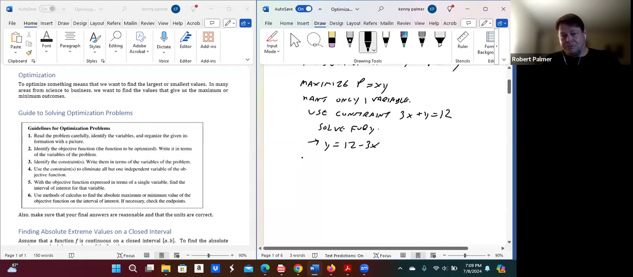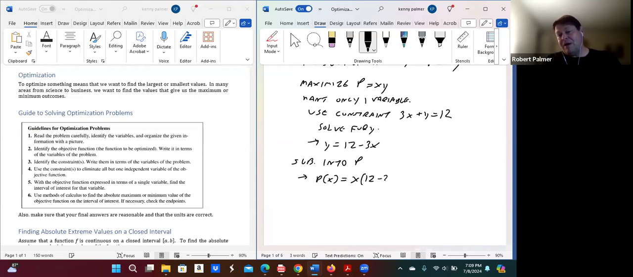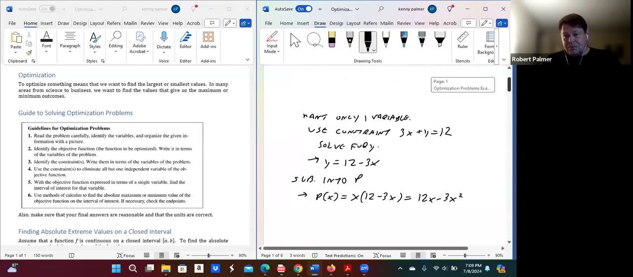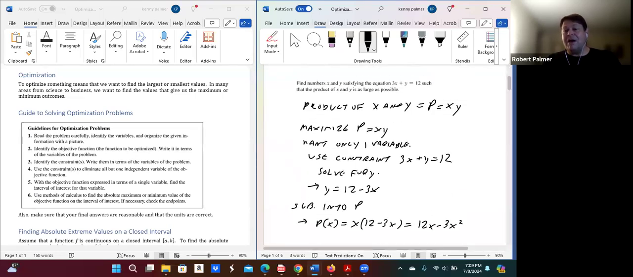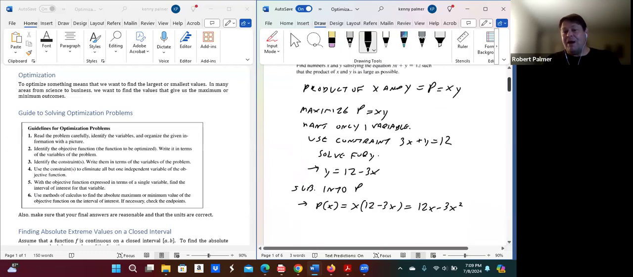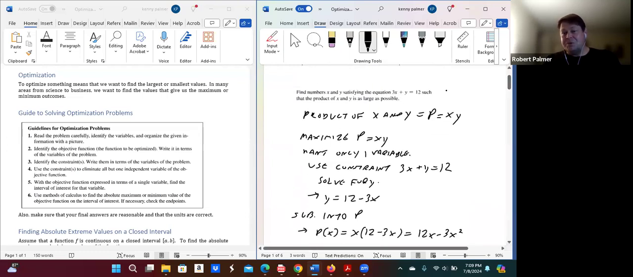Now, we're going to substitute this into our equation for p, and that's going to give us p, which is now a function of x. P is equal to x times y, and y is 12 minus 3x. If you just multiply that out, distributing, it's going to be 12x minus 3x squared. Okay, so this is our function that gives us, basically, if you plug in an x, the value of the product of x times y based on this constraint, as long as this is true.